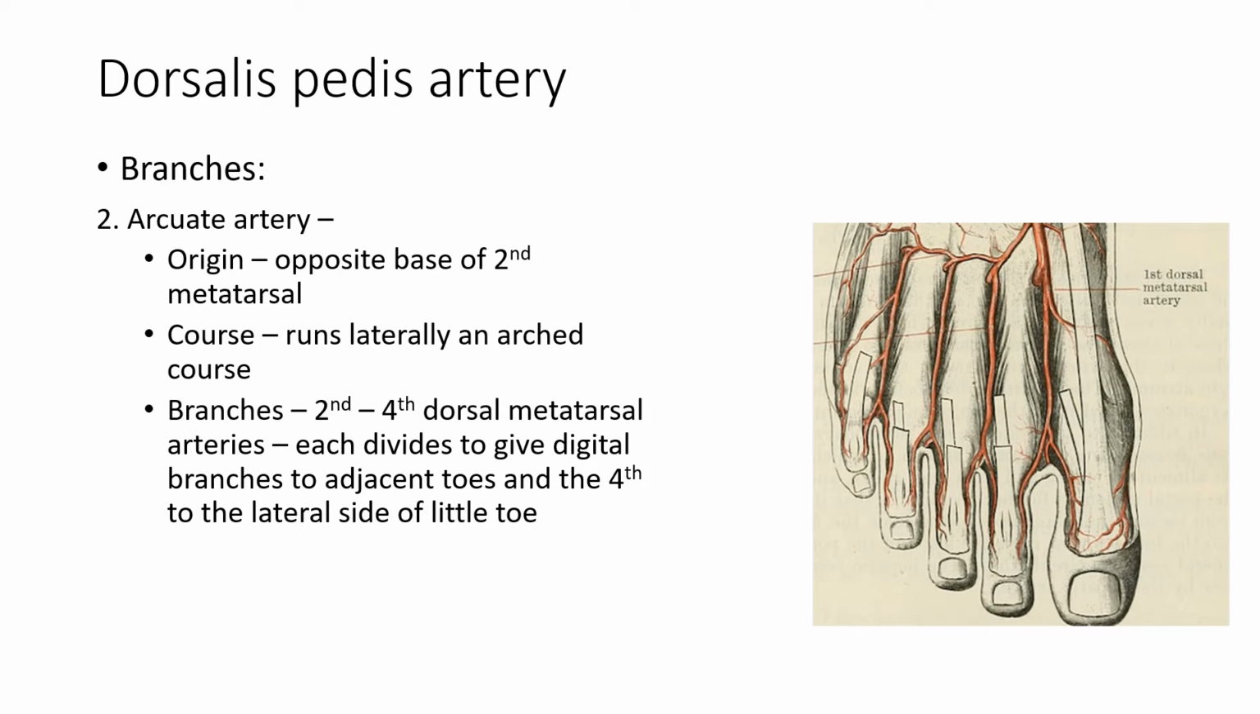it again divides into two digital branches for the adjacent sides of the toes, and the lateralmost one gives a branch to the adjacent lateral side of the little toe. These are the dorsal metatarsal arteries, and this is the first dorsal metatarsal artery from the dorsalis pedis artery before it dips between the two digitations of the first dorsal interosseous muscle.